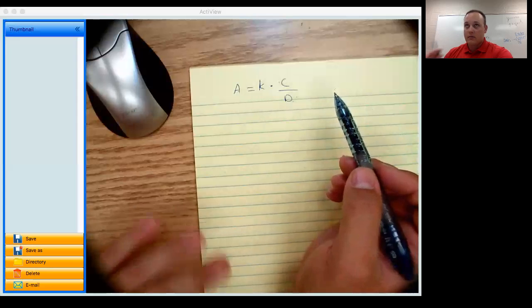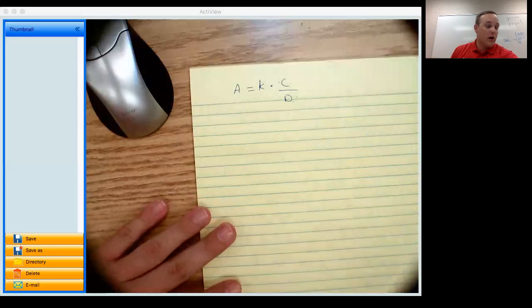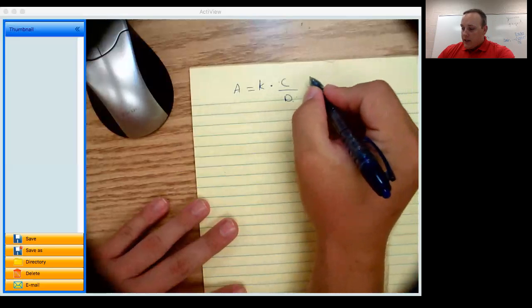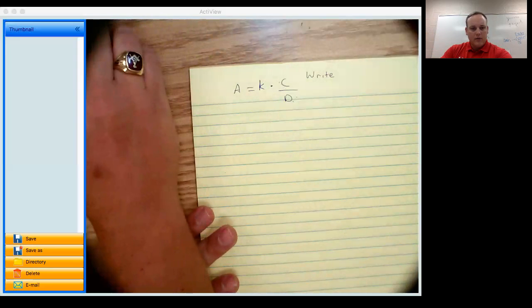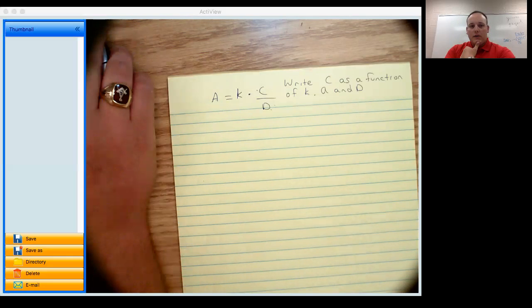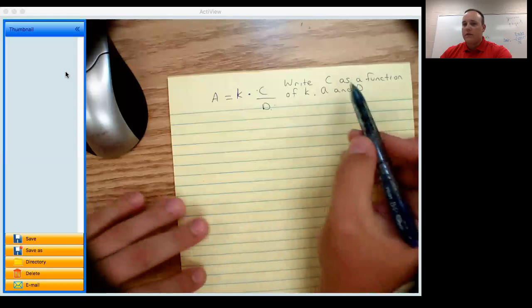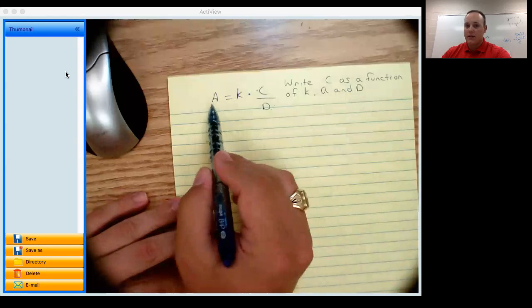So that's kind of just preparing you for what the overall concept is. You'll see things like, write C as a function of K, A, and D. And that's ultimately just a really fancy way of saying solve for C. Okay, so C has to be on this side instead of A.